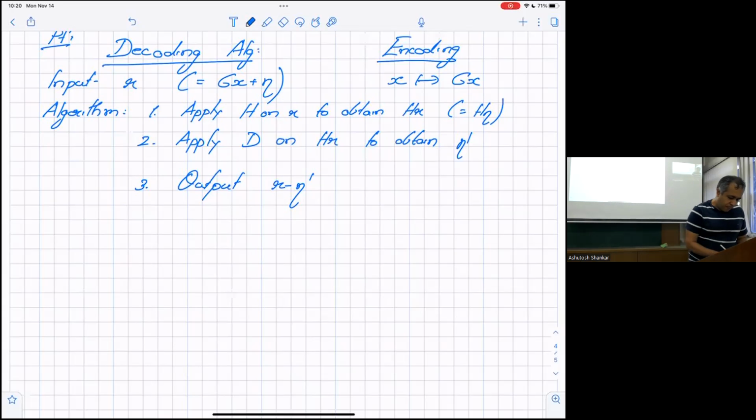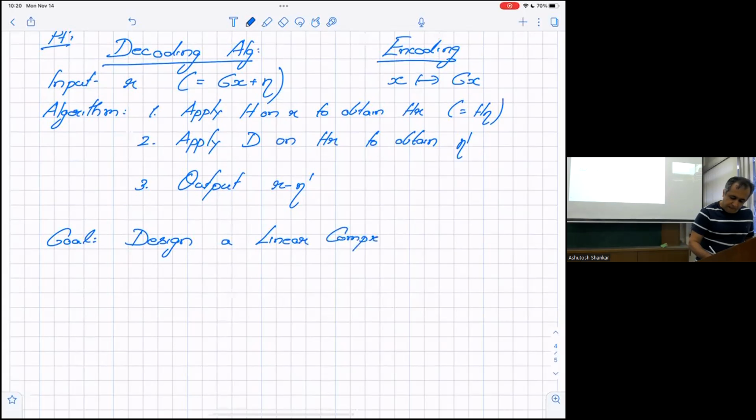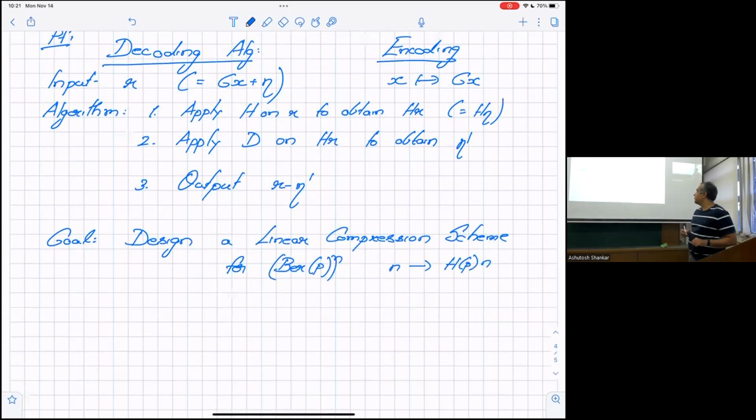So what we want, our goal right now, because of this, is to design a compression scheme, rather a linear compression scheme, for Bernoulli(p)^n that compresses n roughly to H(p) n. Now, why H(p) n? So this comes from entropy and stuff.